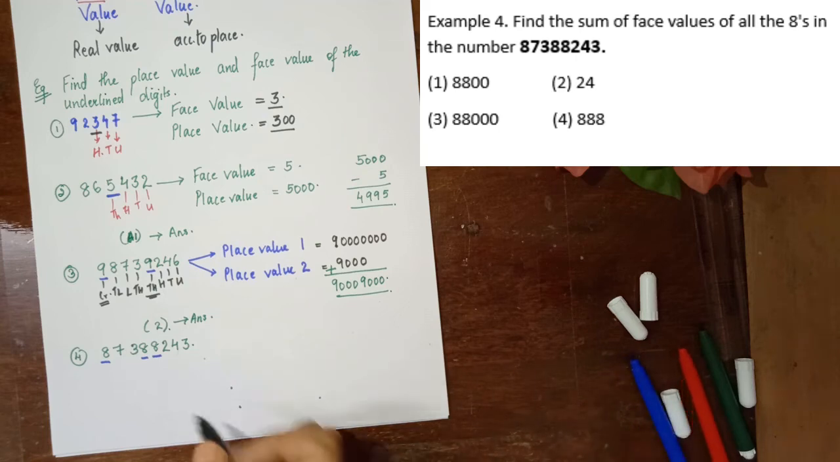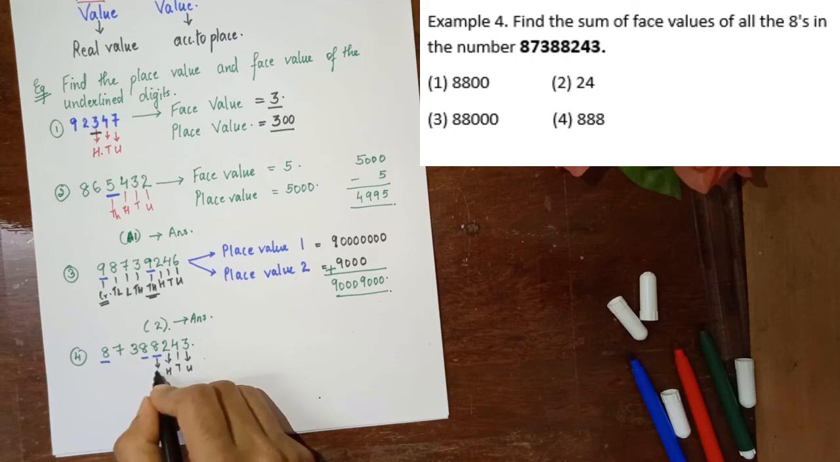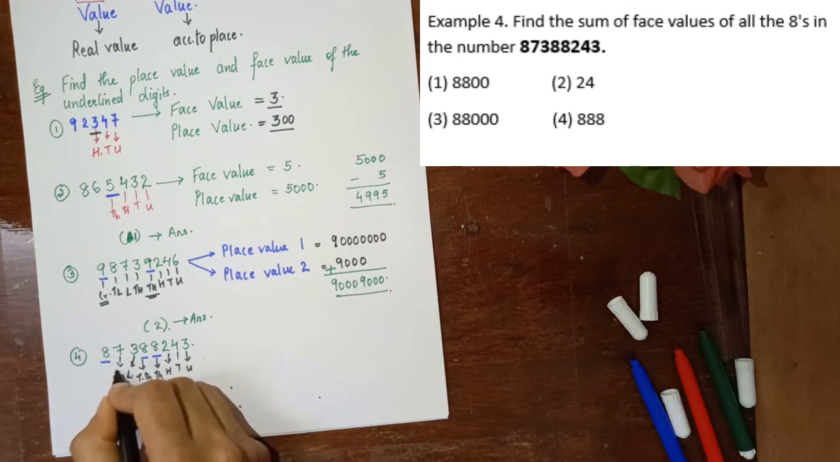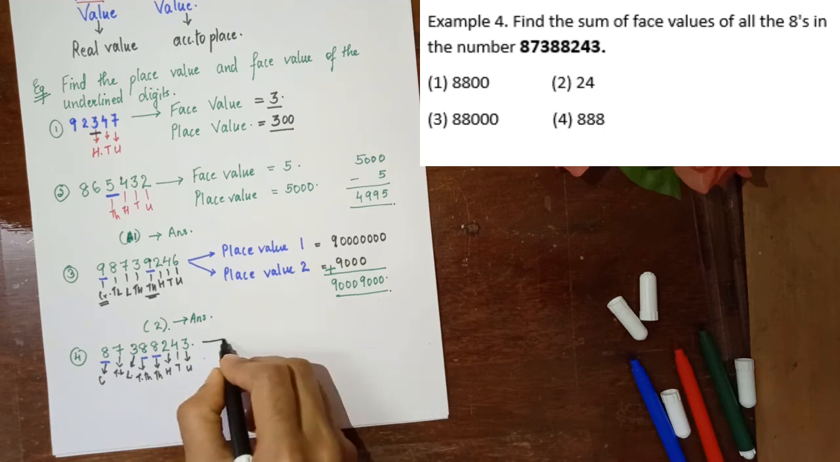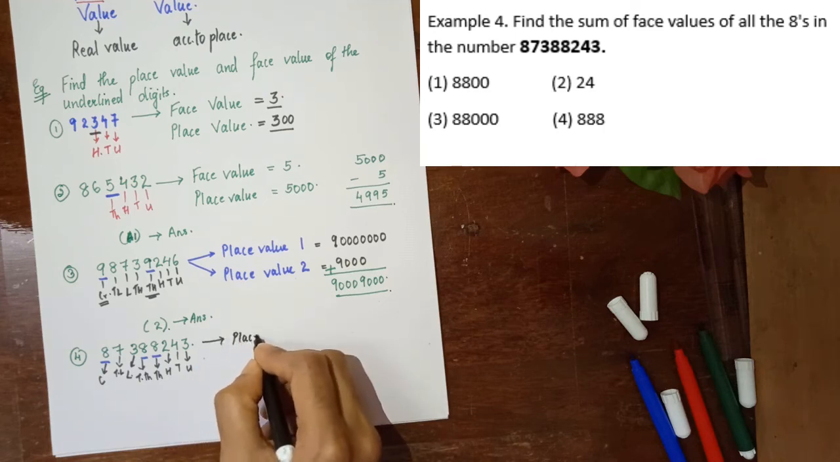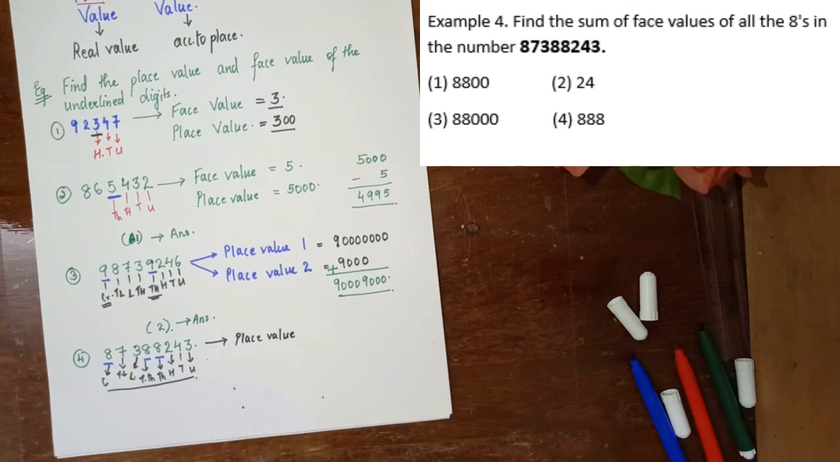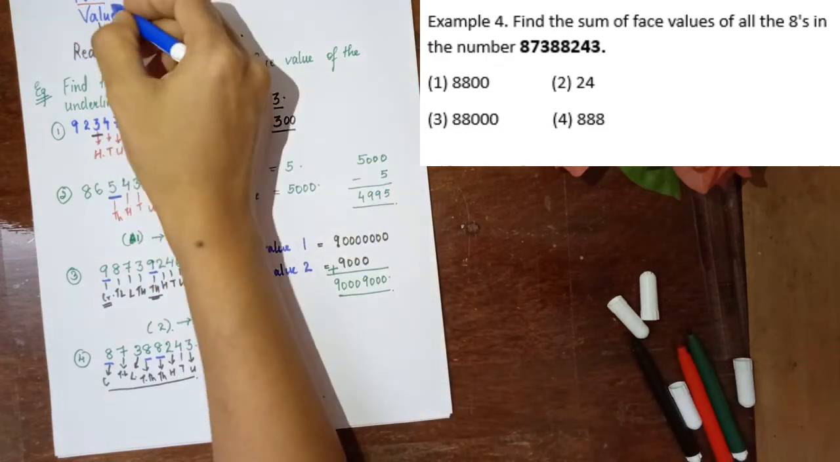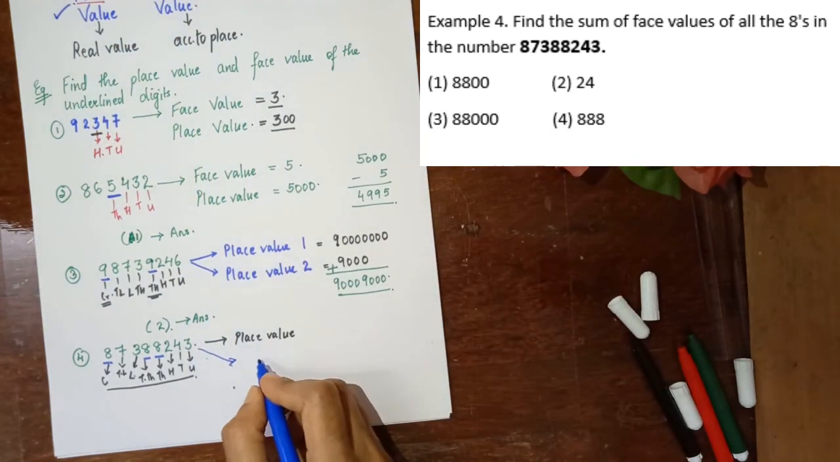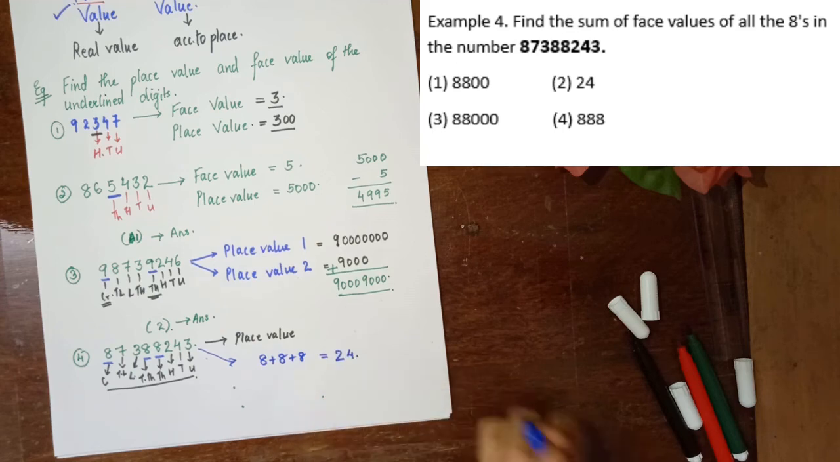Let's give them individual places. This is units. This is tens, hundreds, thousands, 10,000s. This is going to be lakhs, 10 lakhs, and this is going to be your crores. Now, if you have to find out the place value, you need to have these digits. But children, in the question they have asked face value. So to find out the face value, we have already seen that face value is nothing but the real value. So 8 plus 8 plus 8. So this is going to give me the answer as 24.